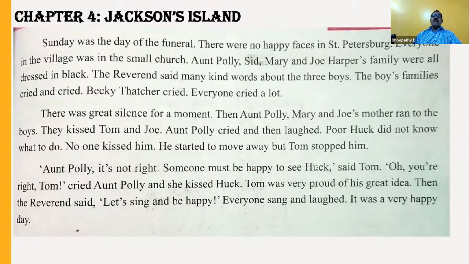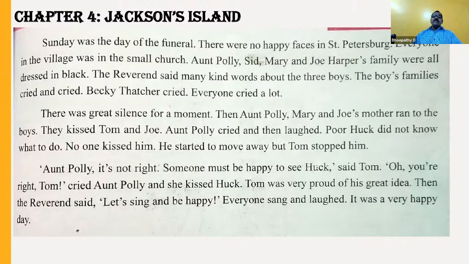The boys' families cried and cried. Becky also cried very much. Everyone in the town cried a lot. They were very sorry for the deaths of the three boys, especially Tom and Joe. There was no one to cry for Huckleberry Finn because he was almost a parentless boy. Though there was a father, he was always in a drunken state.